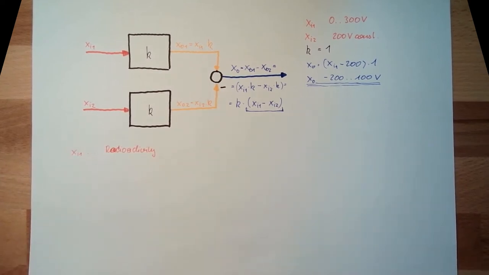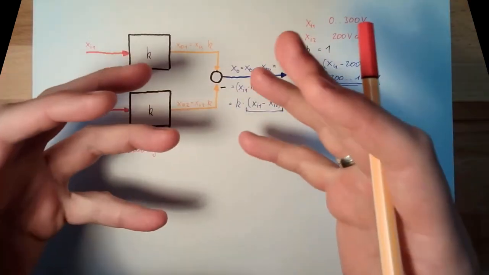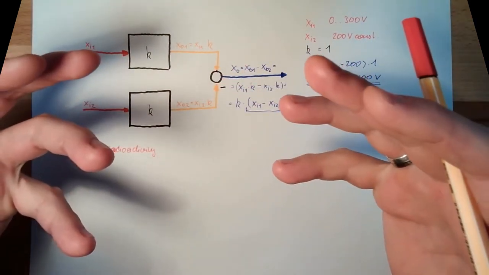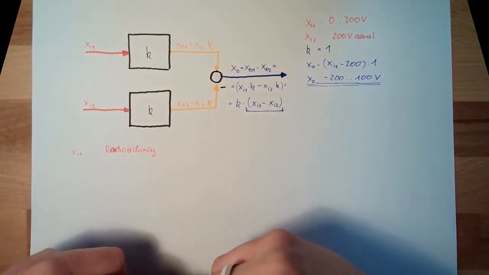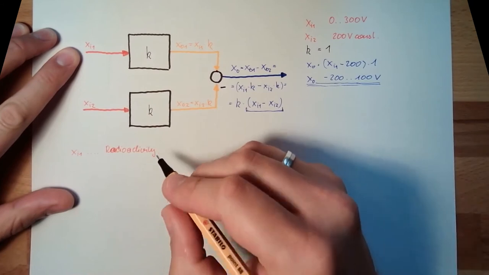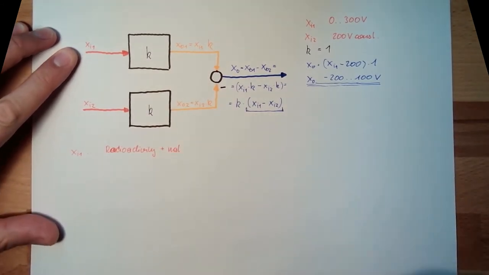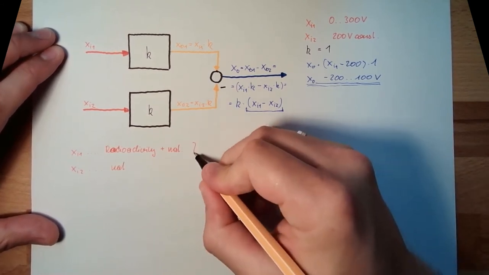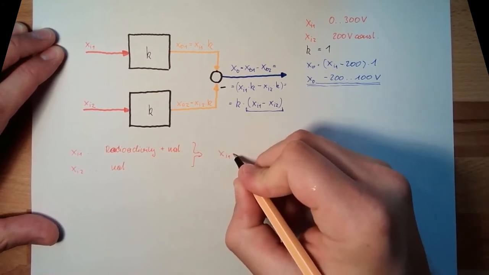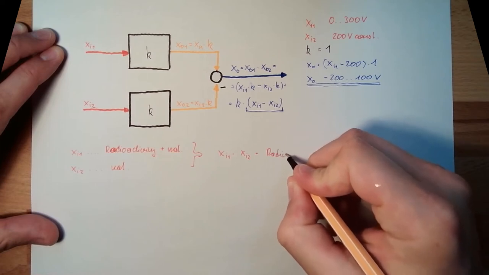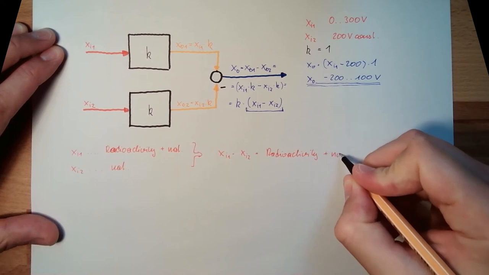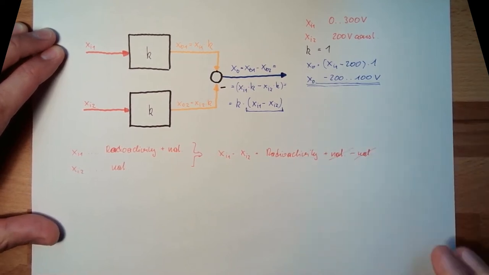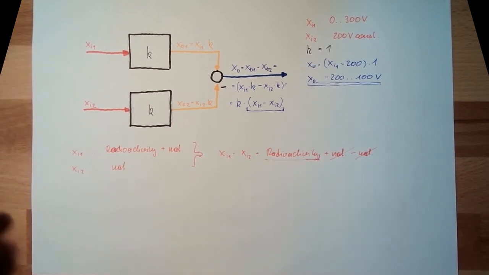But the issue is when measuring radioactivity, if it's low, I also have natural radioactivity in the atmosphere. And this is sometimes high, sometimes low, depending on the activity of the sun and so on. So on XI1, I do have the radioactivity of the element plus the natural activity. And on XI2, I just measure the natural activity. So I end up with XI1 minus XI2 being radioactivity plus natural activity minus natural activity. This is compensating and I just measure the radioactivity. So this can be used to filter out something which I don't want to measure.